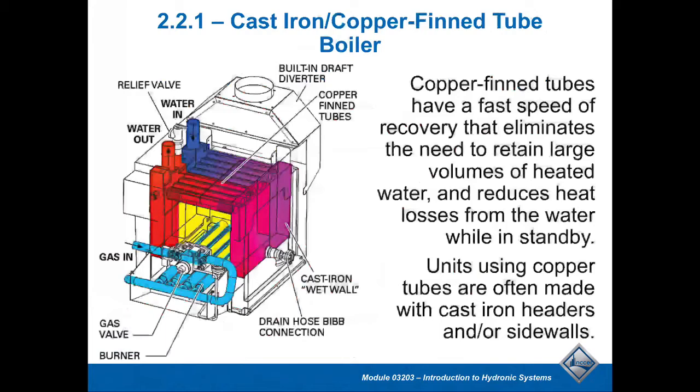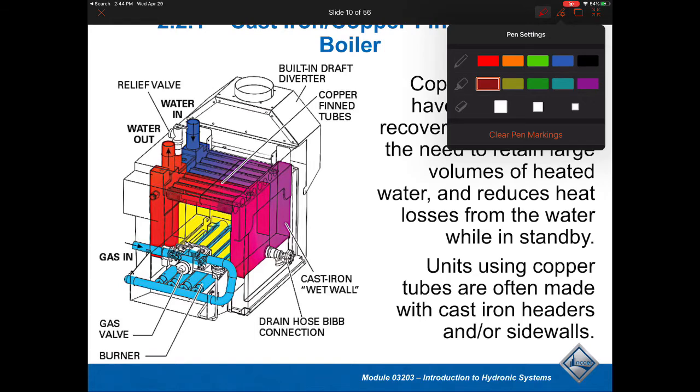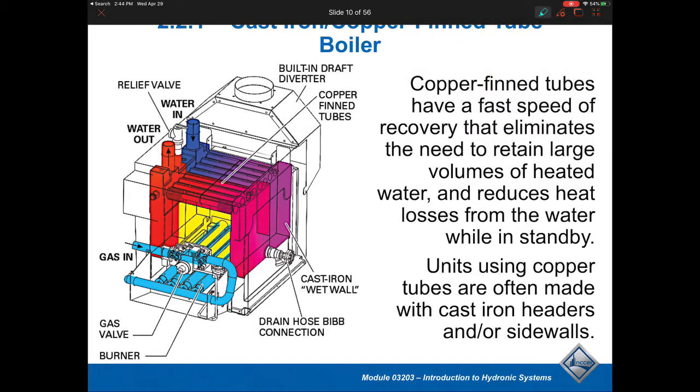A couple of things that I want to point out on this copper fin tube boiler is they are very, very low in mass. They do a pretty good job of minimizing the amount of heat that's just sitting in the boiler due to the high mass of the boiler, and they generally have quite a bit less water inside the boiler. So we consider those as more of a low mass type of boiler.